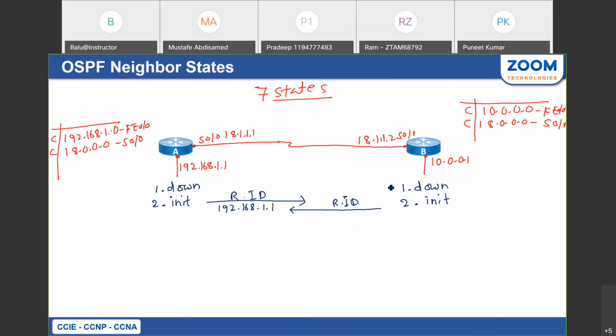18.1.1.2. Why? Because 10 is the lowest, right? The highest IP address is 18.1.1.2. So router IDs are exchanged in the second state, which we call the initial state. Now the third state of OSPF is the two-way state.